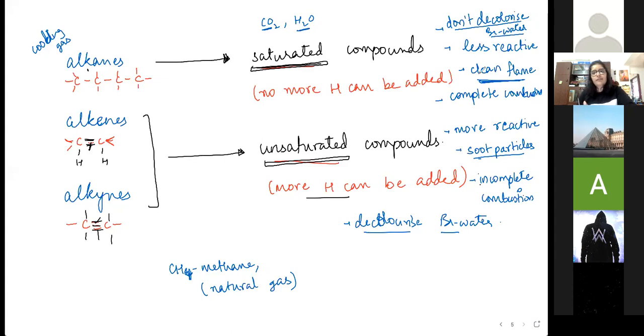Another difference you can find physically is when you burn them, complete combustion occurs. So they burn with a clean flame. Incomplete combustion happens with unsaturated compounds. So you end up having a sooty flame, and there's going to be soot particles that are emitted and all of that stuff. Okay.